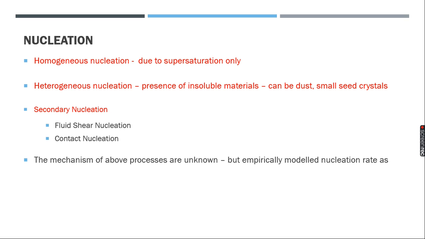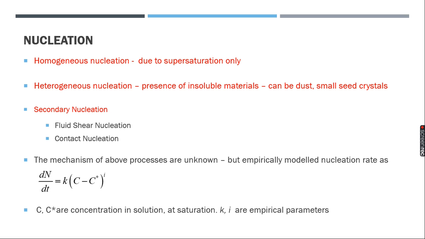Essentially, authors have assumed that it is dependent on the degree of supersaturation, which will be the guiding one. So dN/dt, the rate of nucleation, N is the nucleation rate, K is the nucleation rate constant, C and C star you already know: C is the current concentration of solute in the solution, and C star is the saturation concentration. I is a constant rather, which depends on the solute, what crystals we are going to make. So all those parameters are involved here. These are all empirical parameters, of course constant for a given set of conditions.